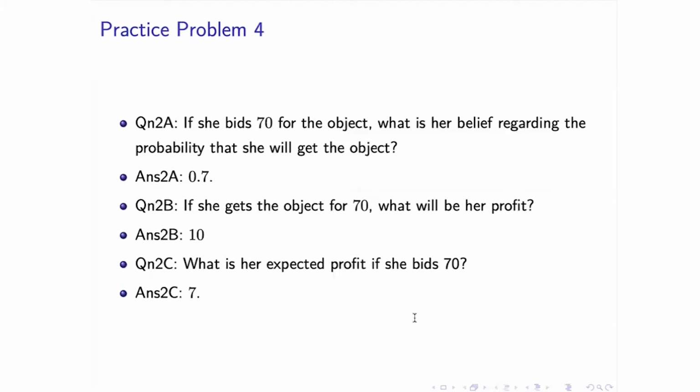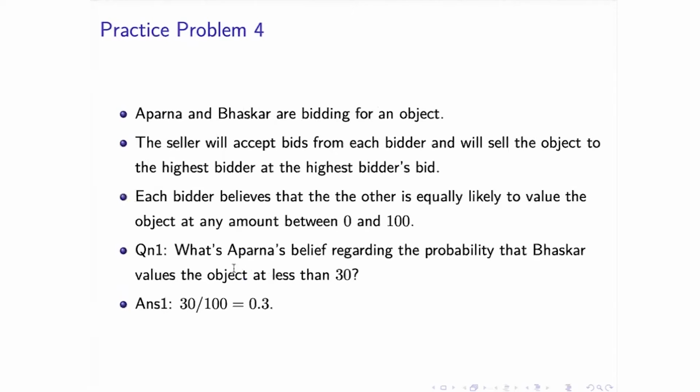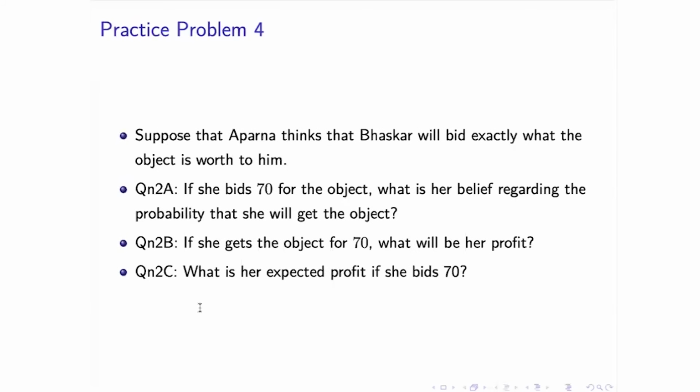Okay, so if she bids 70 for the object, what is her belief that she will get the object? Remember, she believes that Bhaskar is going to bid exactly what he values the object at, right? So she's going to get the object if Bhaskar bids less than or equal to 70, which according to her belief translates into Bhaskar's actual valuation being below 70, right? Since Bhaskar's valuation is drawn from uniform 0, 100, this probability is going to be 70 by 100, or 0.7, right? So we are basically using the result that we had here, but instead of 30, we have now put in 70, okay? So that's how we got this number here, okay?